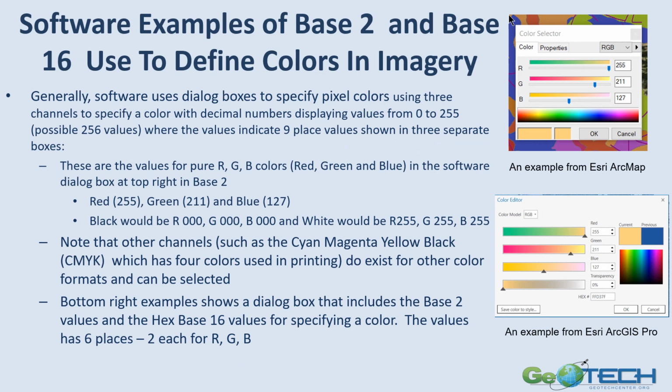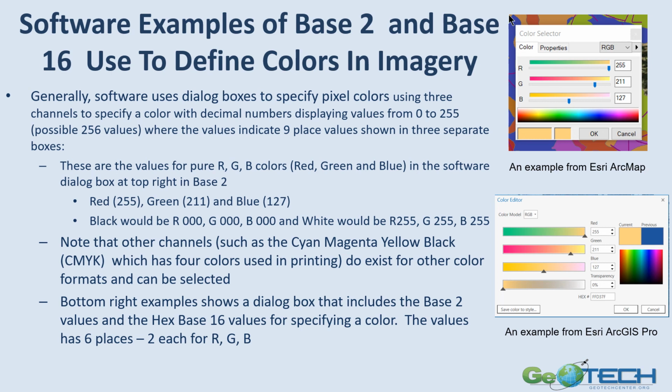So here are 2 examples from software applications. One is from ArcGIS, ArcMap from Esri, and the other one from ArcGIS Pro. Generally, software will use a dialog box that allows you to specify what colors you want or how you want those colors mixed. Usually they are displayed as 8-bit, so 0 to 255 values, where the values for the 3 different colors are shown in 3 separate boxes.